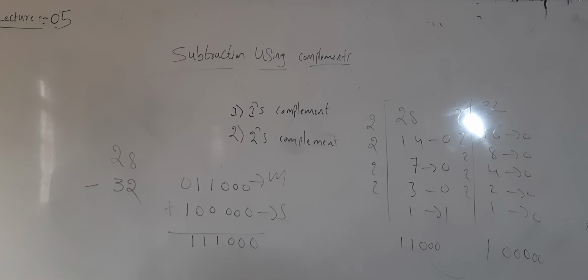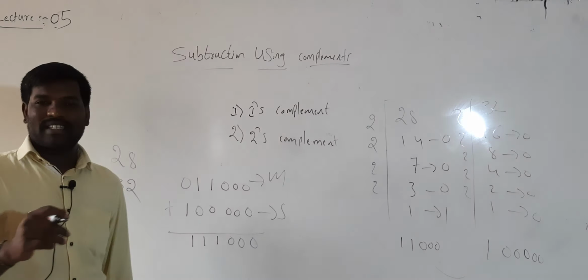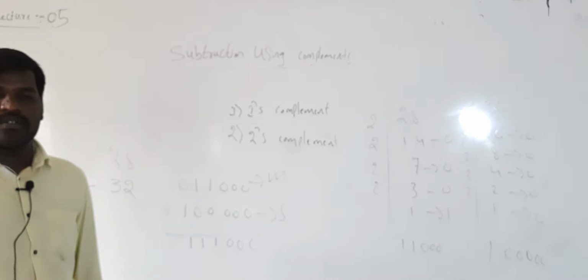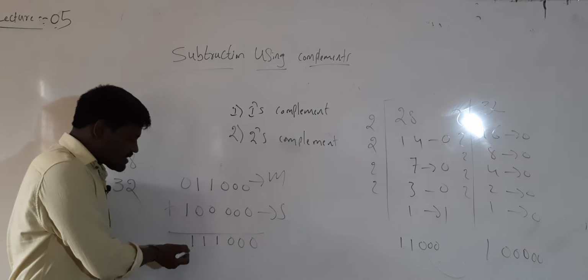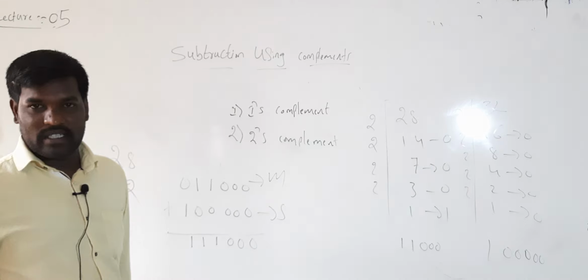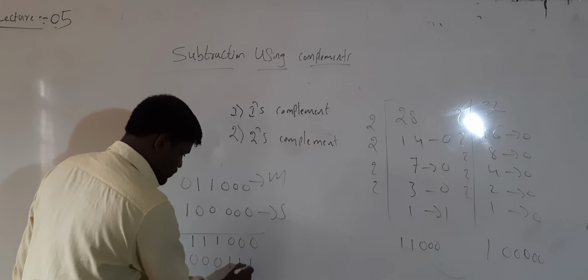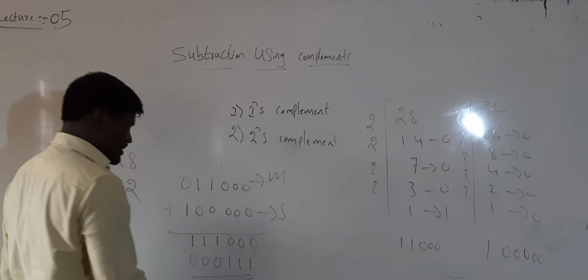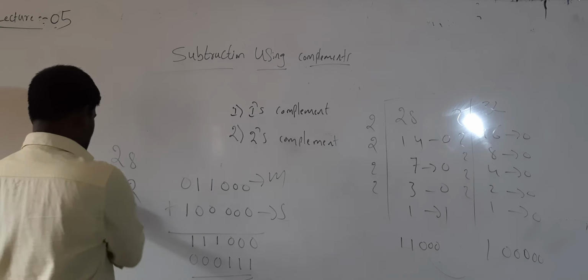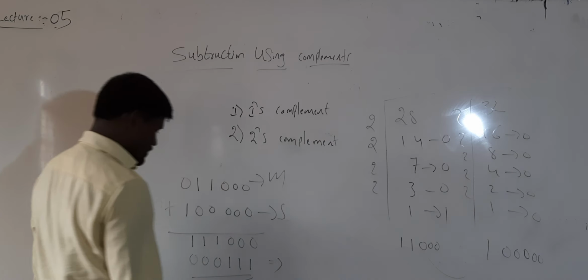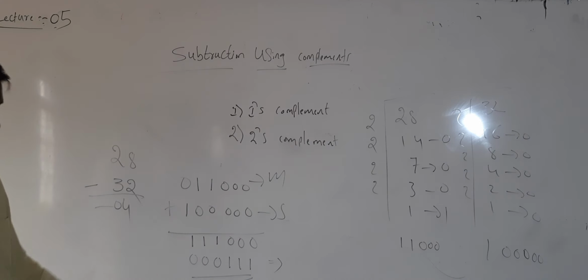After adding, if there is no carry at the last, you have to convert this result to the ones complement, that is 0 0 0 1 1 1. So this is the final answer. Here the answer is -4.